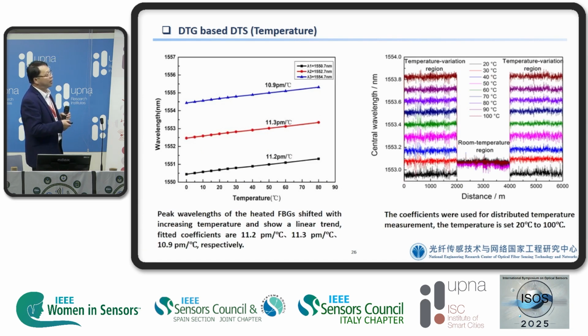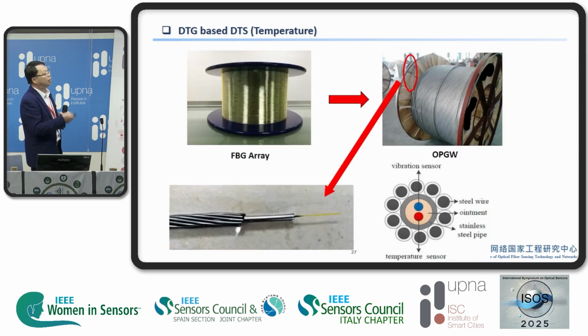And this is a calibration for such sensors, and we made a demonstration. If we heat this region and we heat this region, then you can find the difference. But in this region, you can keep it at a low temperature, and then you can use such sensors for different temperature measurement.